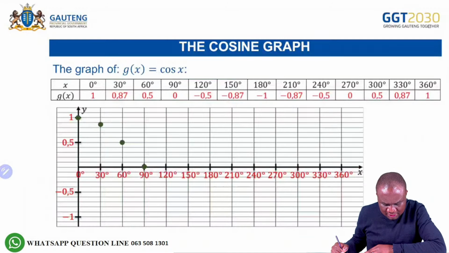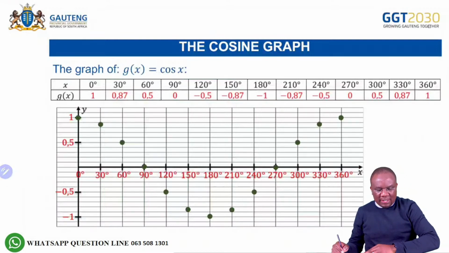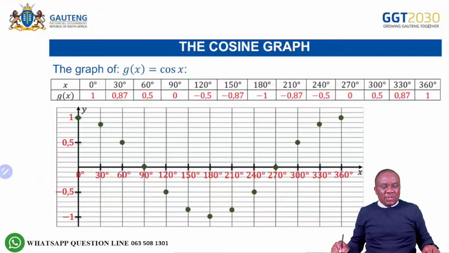And then 120, negative 0.5. 150, negative 0.87. 180, negative 1. 210, negative 0.87. 240, negative 0.5. 270, 0. And then 300, 0.5. 330, we have 0.87. Then 360, we have 1. Okay, right, we have our points.